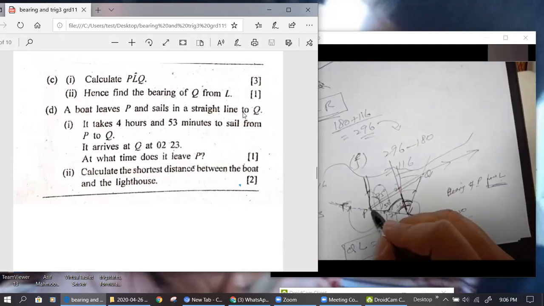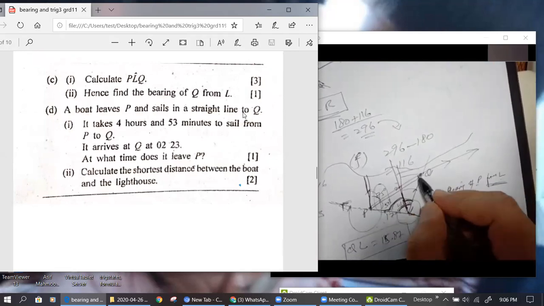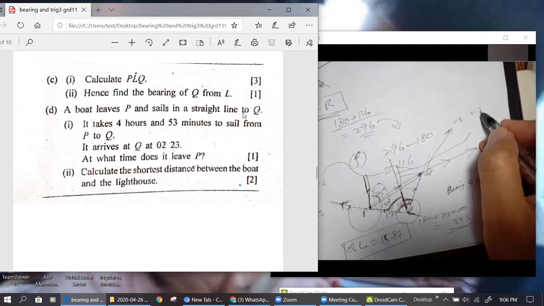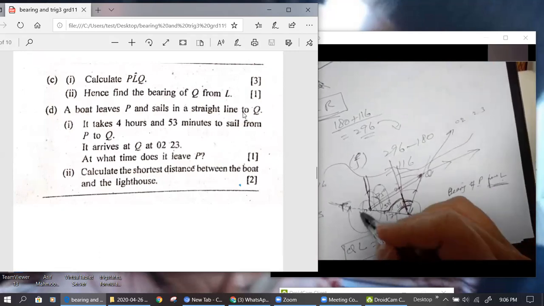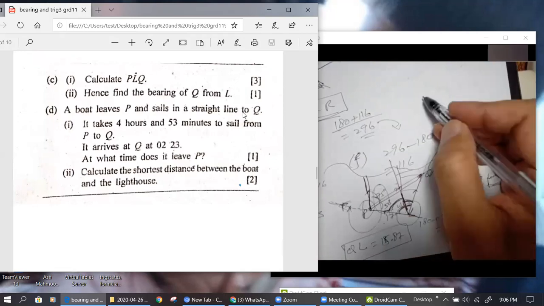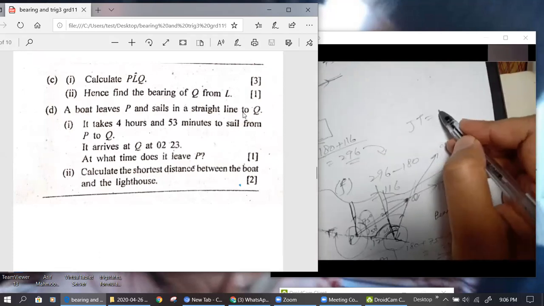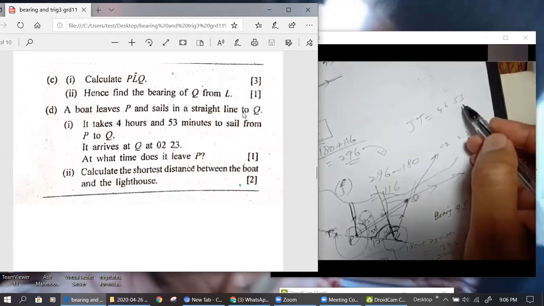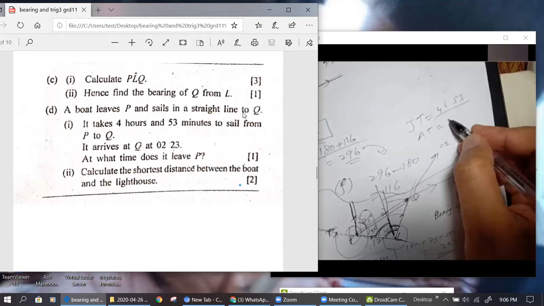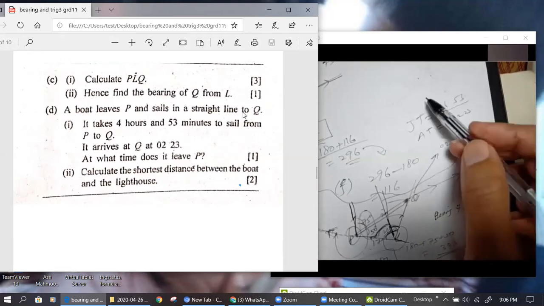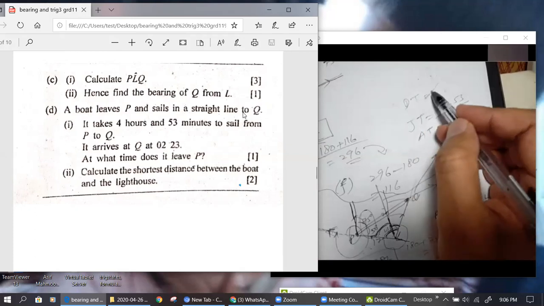And here the time is 2:23. What is the starting time? The journey time is 4 hours 35 minutes, and the arrival time is 2:23. Tell me when it started. Departure time.